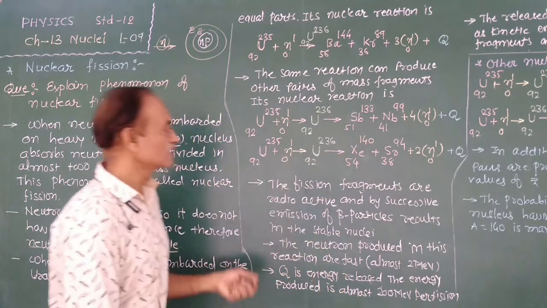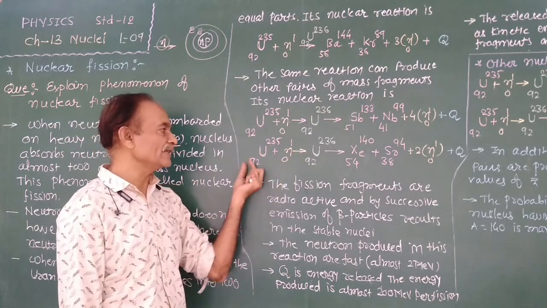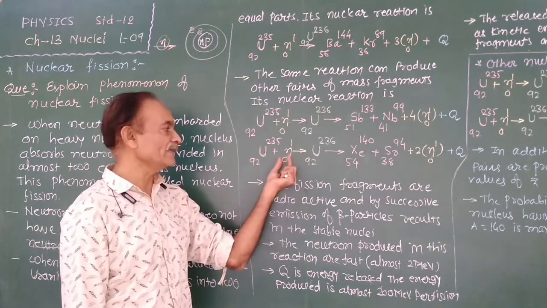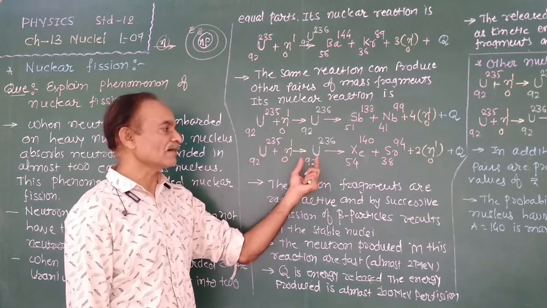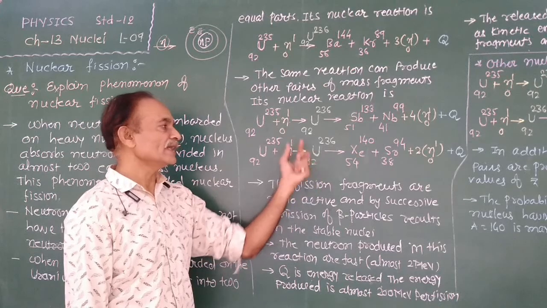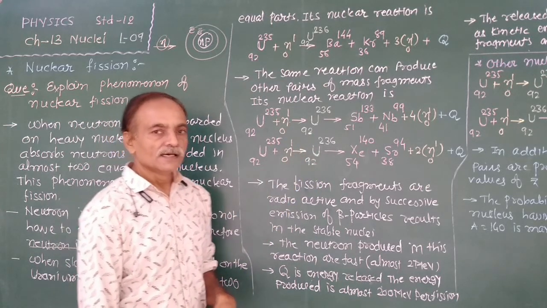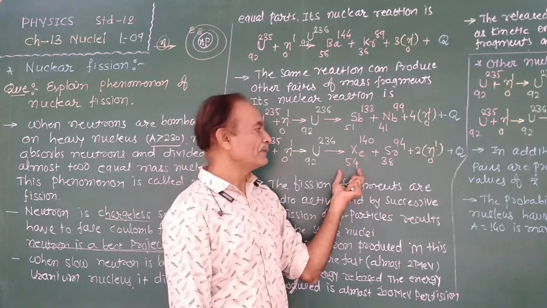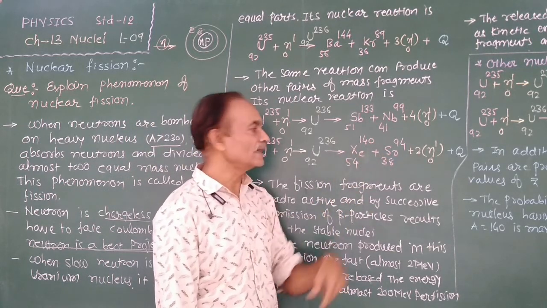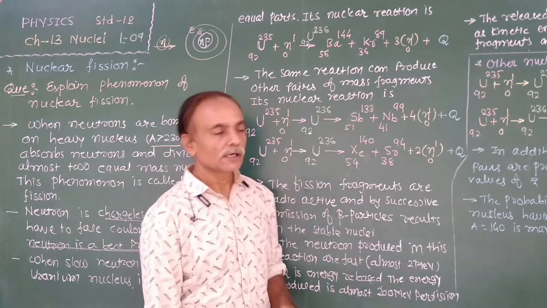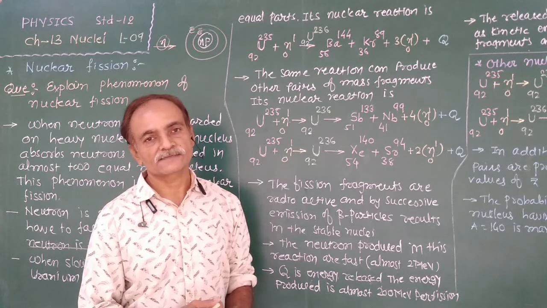Another reaction of uranium: when a neutron is bombarded on uranium-92-235, the neutron is absorbed by the uranium nucleus, which becomes the unstable nucleus uranium-92-236. As products, xenon 54-140 plus strontium 38-94 plus 2 neutrons are produced, and Q amount of energy is released.